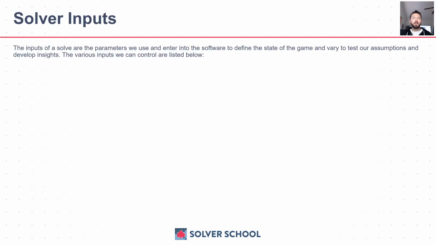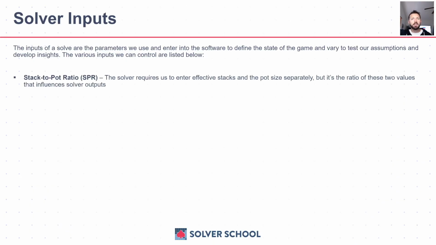Now, I've listed out here on this slide the various inputs that we can control within the solvers, and that starts with the stack to pot ratio. Now, the solver is going to require us to enter effective stacks and pot size separately, but actually it's the ratio of these two values that actually influence solver outputs.